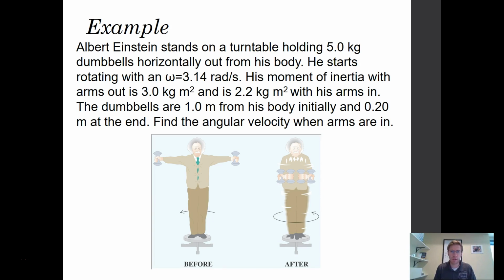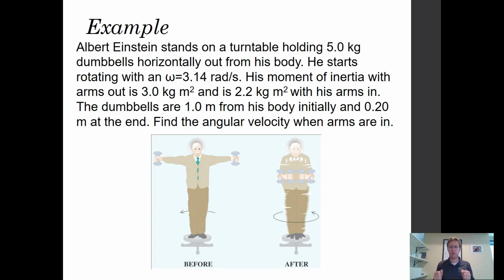So to figure this one out, I'm asking you to tell me how fast he's spinning afterwards. But to figure this out, you need to know a couple things. One, you need to know the moment of inertia of his body. So his body with the arms out, it's 3 kilograms times meter squared. His body with the arms in is 2.2 kilograms times meter squared. So not a big difference there, but the real difference is going to come from those dumbbells. So when his arms are out, assume that the dumbbells are approximately 1 meter away from his rotational axis, the center of his body.